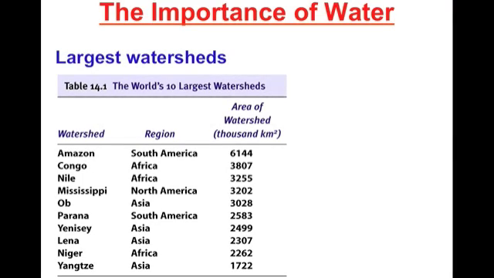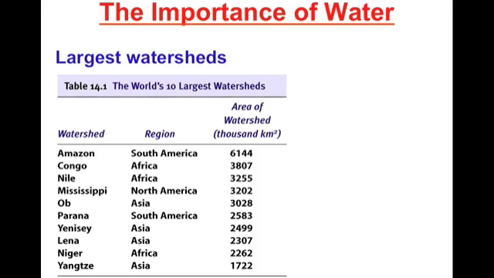This table is illustrating the largest watersheds on Earth. As you can see, the largest watershed is the Amazon River. The Amazon watershed is in South America. It mainly is in Brazil. And just in terms of the area of the Earth that it takes up, it's 6,144,000 square kilometers. So that's an immense area that this river is taking up.